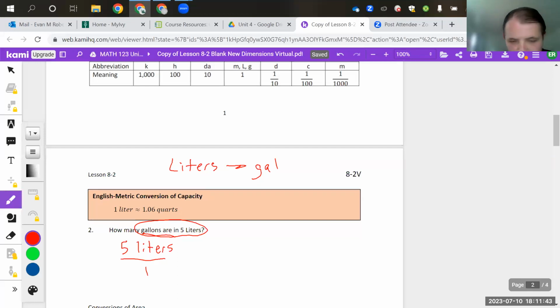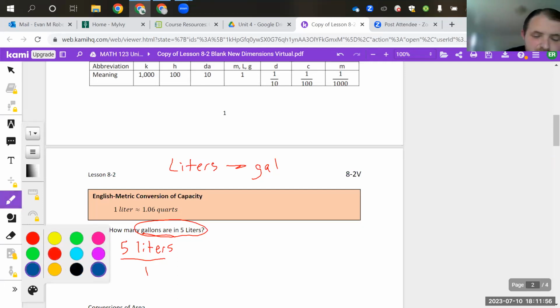Now remember, there's not one specific way to get there, so you want to just use whatever you can. If you're doing this with any of your friends, you might do it differently and you can get the same answer. I'm going to try to use liters as soon as possible so that it goes away. So what do I know about liters and gallons? Well, I don't really know anything.